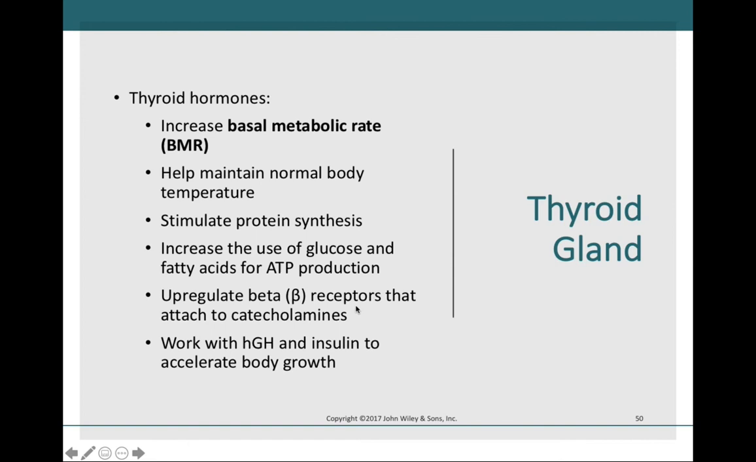We'll have to think back to Chapter 15 in A&P 1, which was the autonomic nervous system, when we discussed the beta receptors. Beta receptors are a type of adrenergic receptor. We have beta 1 and we have beta 2. Catecholamines are molecules such as norepinephrine and epinephrine. And norepinephrine is the one that we're really going to be focusing on here with the beta receptors. Since this is an adrenergic receptor, it's going to receive norepinephrine. So the upregulation of these receptors causes more action from norepinephrine whenever norepinephrine makes its way to its target cell. So another very, very important function of thyroid hormone.